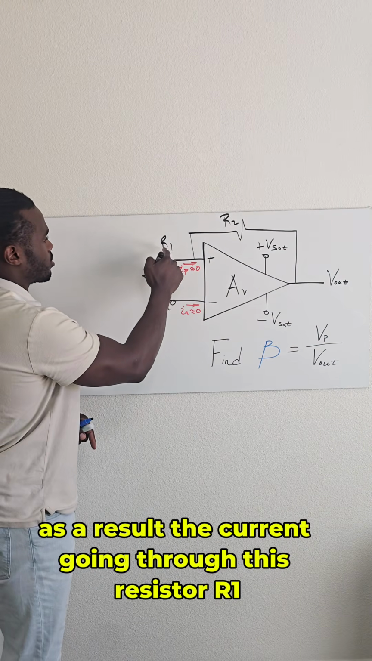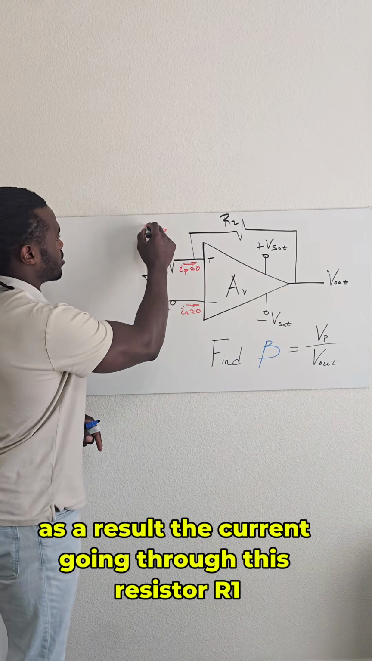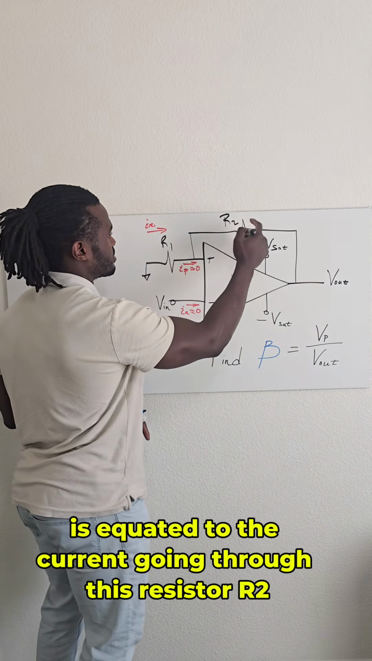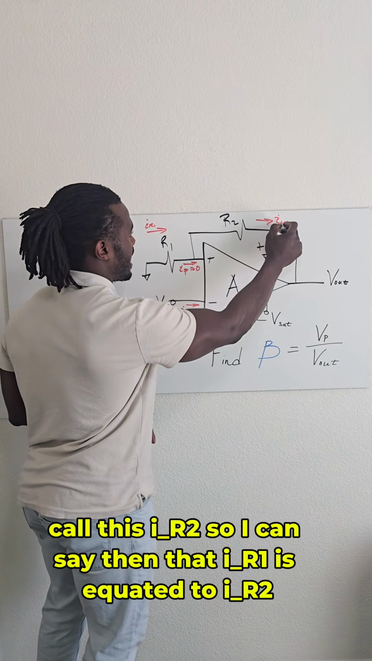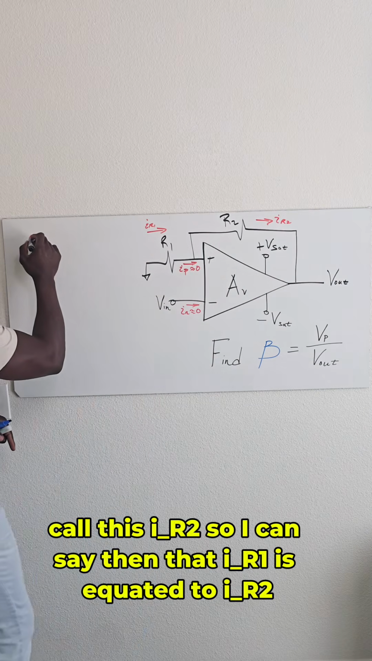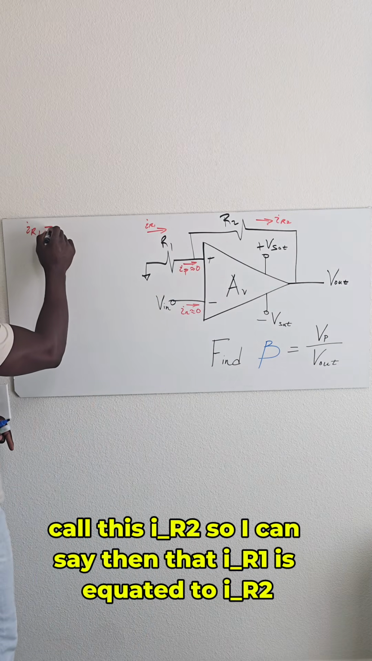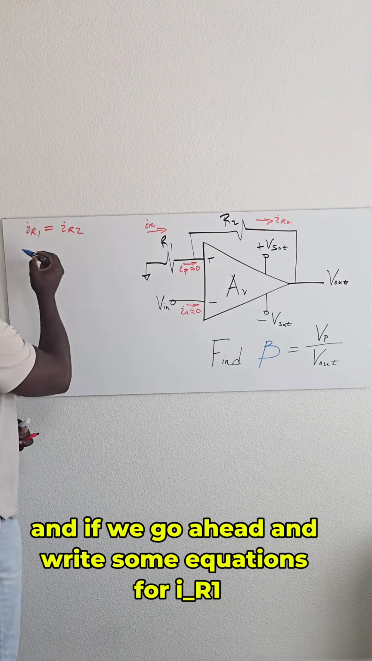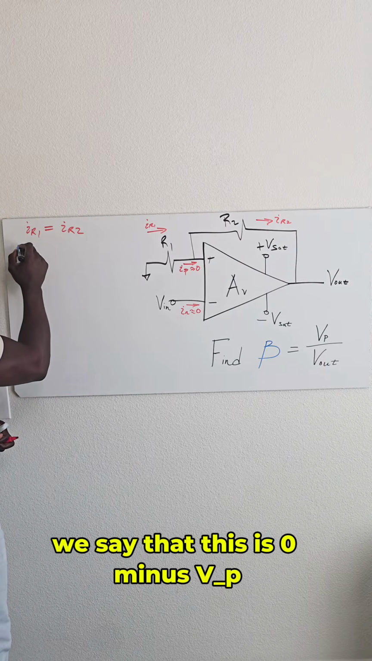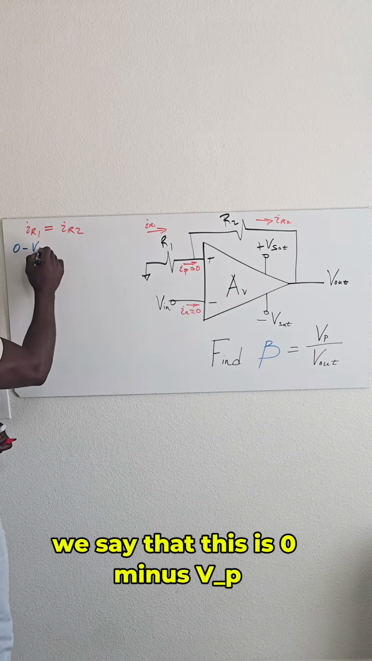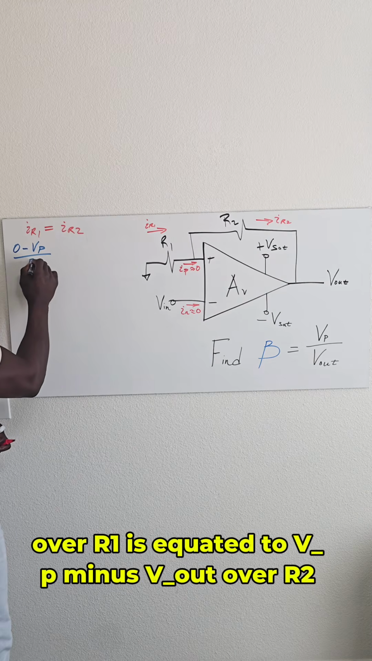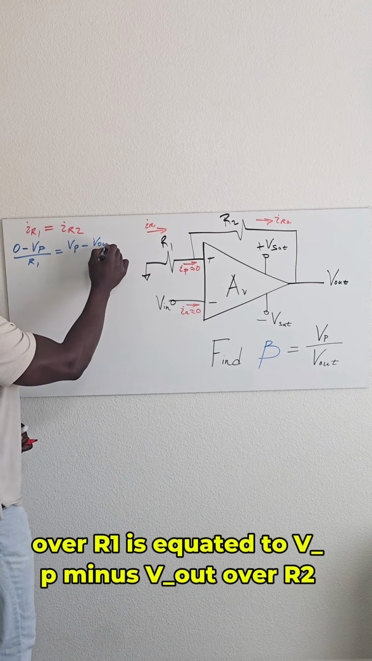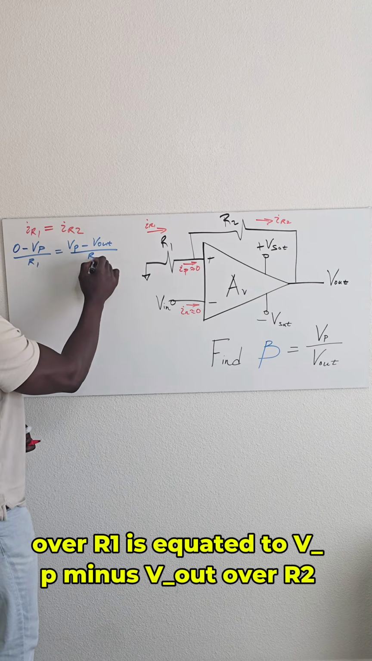As a result, the current going through this resistor R1, call this IR1, is equated to the current going through this resistor R2, call this IR2. So I can say that IR1 is equated to IR2. And if we write some equations, we say that this is 0 minus Vp over R1 is equated to Vp minus Vout over R2.